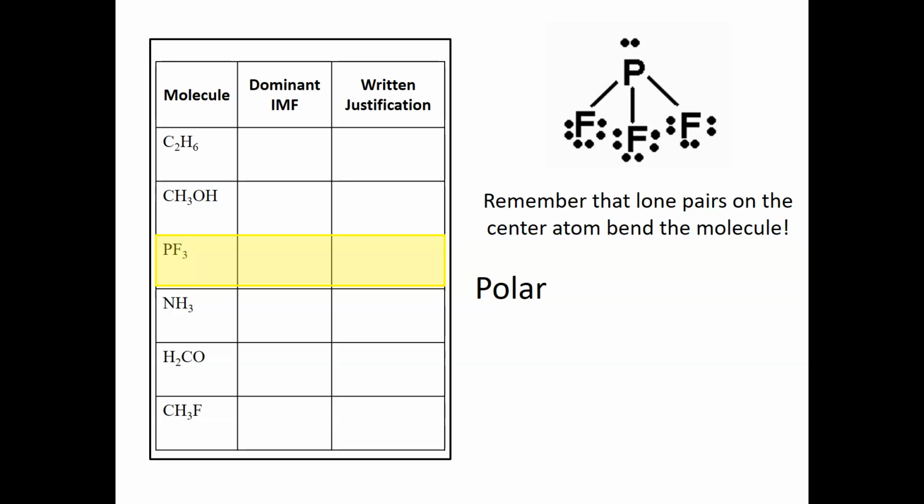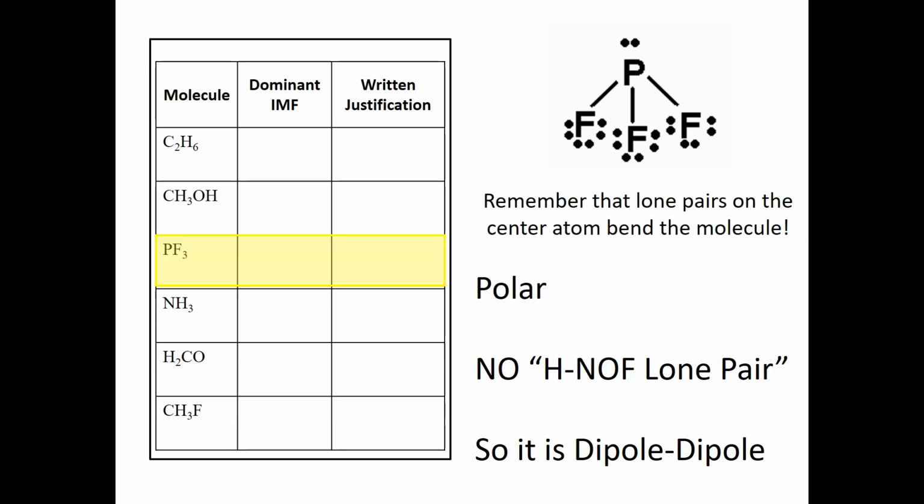So if it's polar, we know that it's dipole-dipole, but we have to check to see if it meets the fancy criteria to be an extra strong dipole-dipole. Does it have the criteria to be a hydrogen bond? And it does not. We don't have hydrogens. They're not connected to those fluorines, right? So there's no hydrogen bond. It's just a regular, simple dipole-dipole.